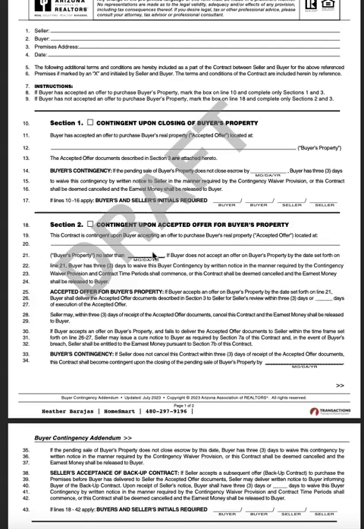All right. So if buyer does not accept an offer on buyer's property by the date set forth on line 21, buyer has 3 days to waive this buyer contingency by written notice in the manner required by the contingency waiver provision, and contract periods shall commence. Or this contract shall be deemed canceled and the earnest money shall be released to the buyer.